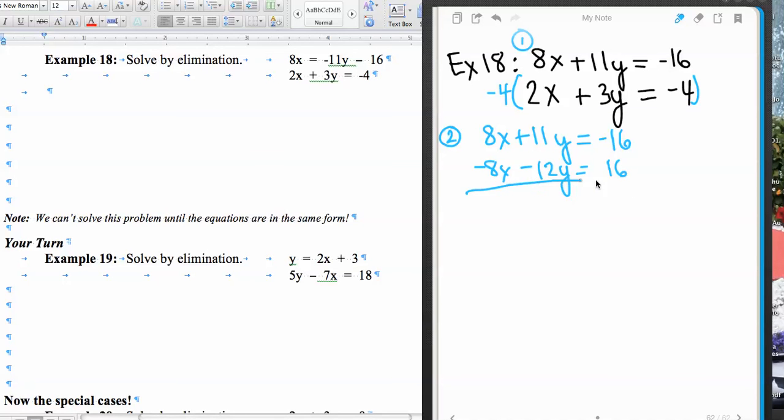And then I'm going to add them together. So 8x and -8x is 0, and 11y and -12y is -y, and that's equal to 0, which means that y is equal to 0. And that was my third step. Now in the next video I will finish it up by solving using one of those equations to get what x is equal to.